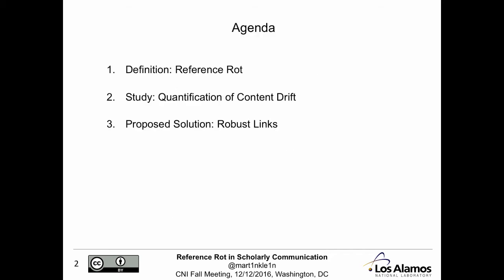So what I'll be covering today is basically three main areas. I'd like to motivate the topic, give you a brief introduction of what we're talking about here. I'd like to spend a little bit of time on our latest published research on the precise quantification of reference rot in scholarly communication. And last but not least, I'll spend a little bit of time proposing a solution of how we can address the problem.